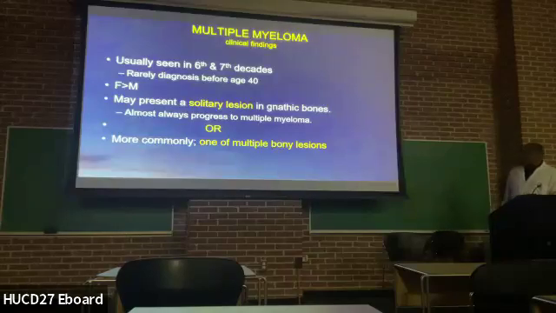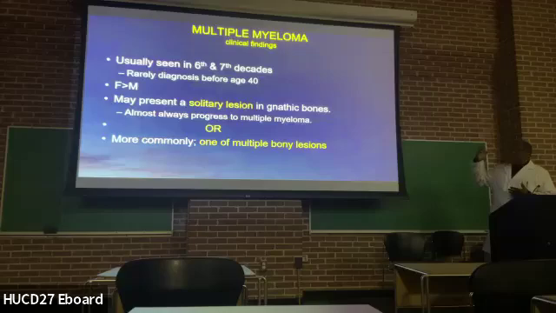So with multiple myeloma, again, it's typically a malignancy of the elderly, rarely diagnosed before the age of 40. There's a strong female predilection, and they may present as a solitary lesion, hence the term solitary plasmacytoma of bone. But those lesions typically progress to multiple myeloma. So they can either present that way, or more commonly, as multiple bone lesions.